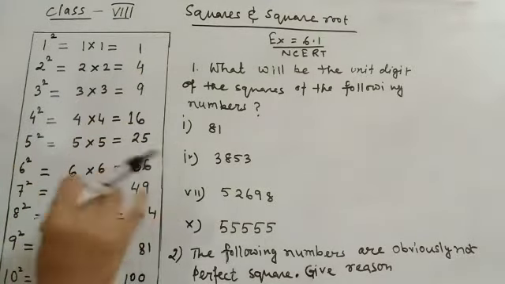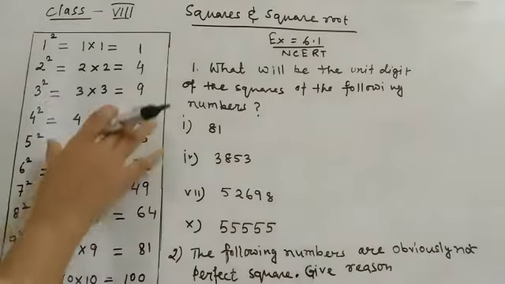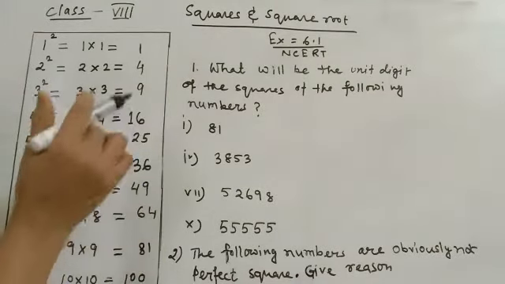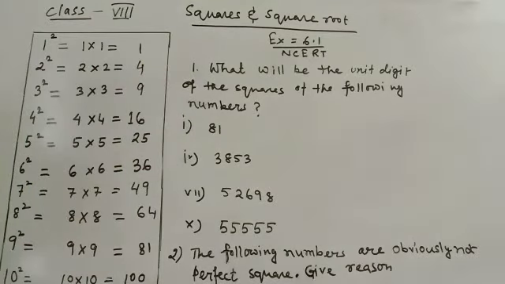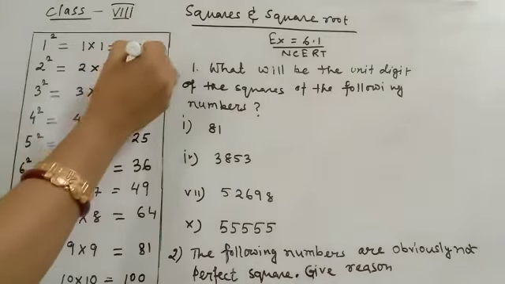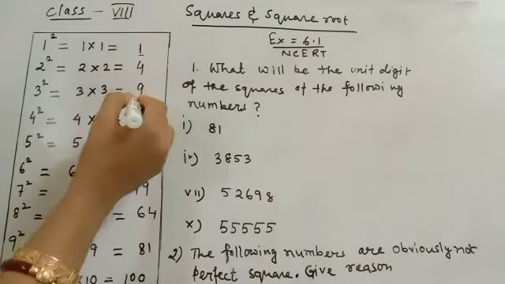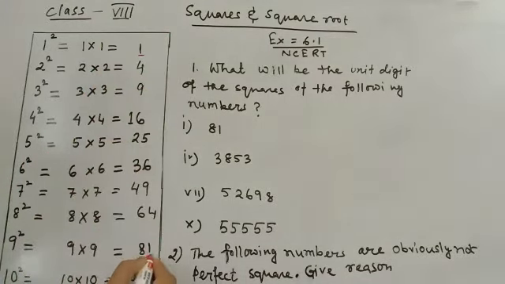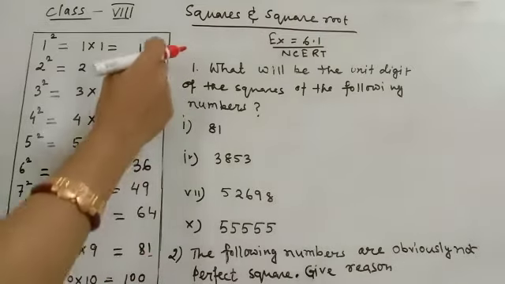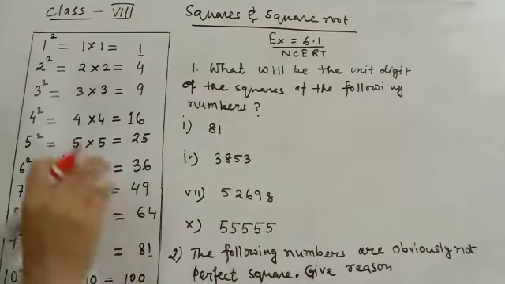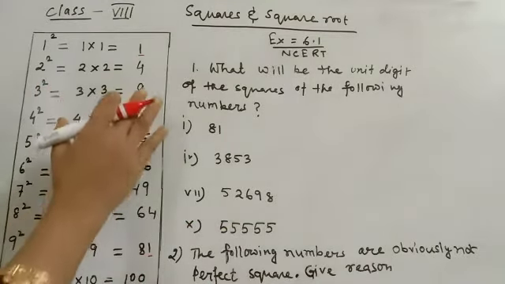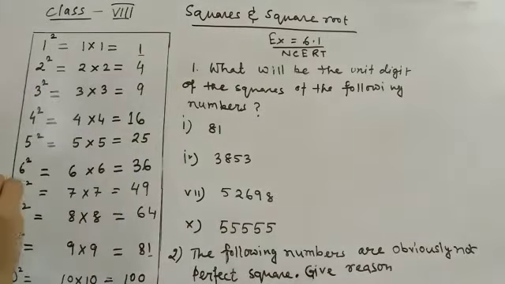What you need to observe is which numbers are coming in the one's place. See, 1, here 1. In the one's place I can see that 1 is there. When we are squaring any number, 1 can come.